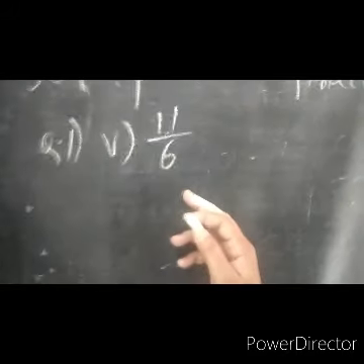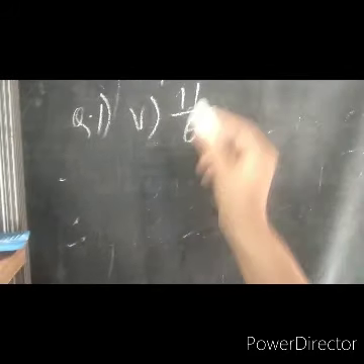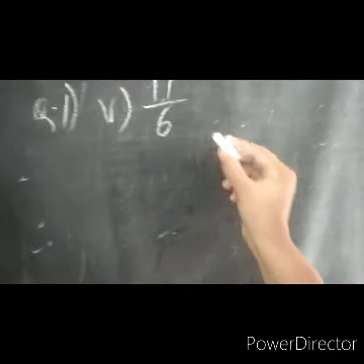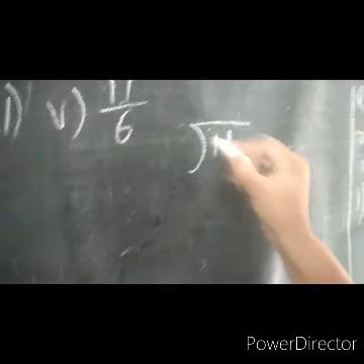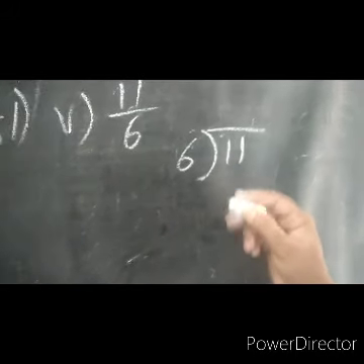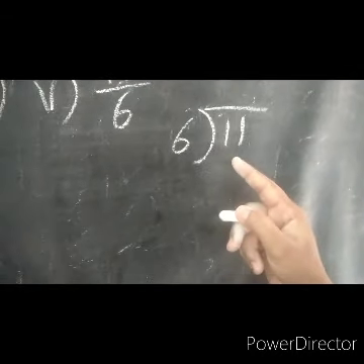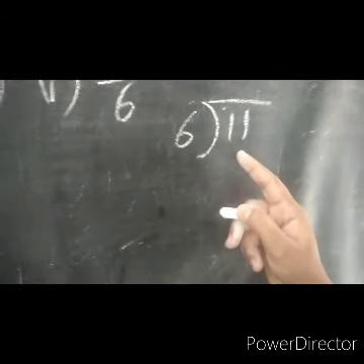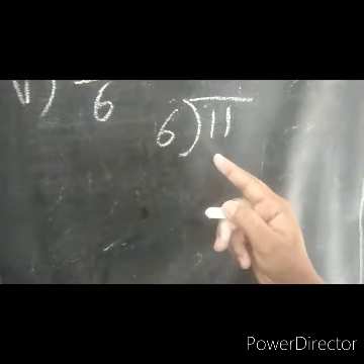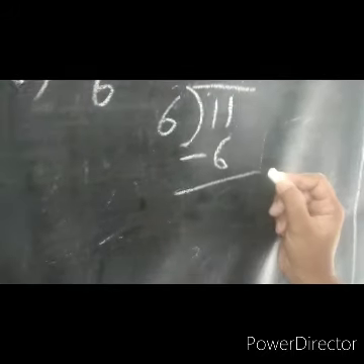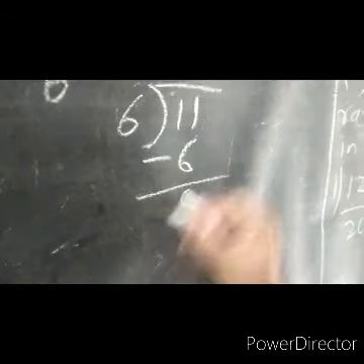So let us see number 5. 11 upon 6. So 11 is bigger than 6. Therefore, 11 divided by 6. Now 6 is smaller than 11. Now see the 6 table. 6 1s are 6, 6 2s are 12. 12 is bigger than 11, so we can't take. So 6 1s are 6. So 11 minus 6, that is remained 5.